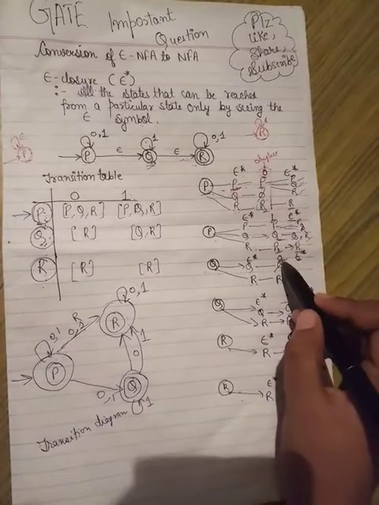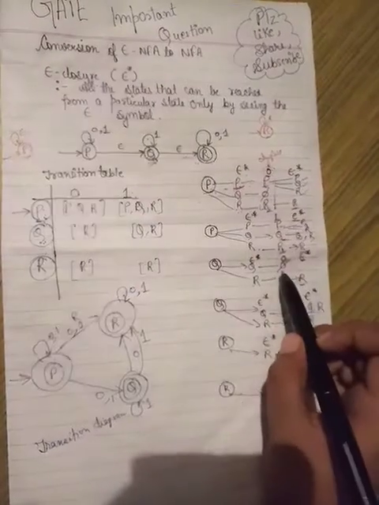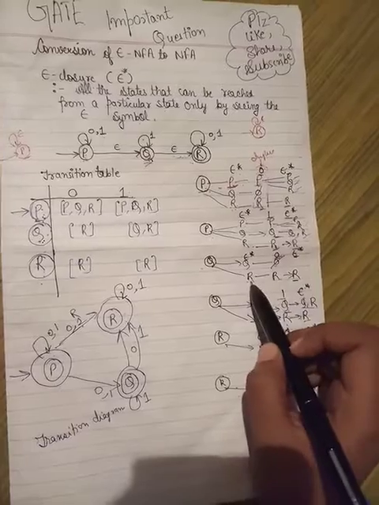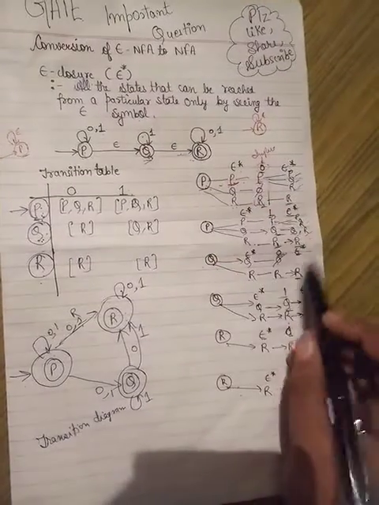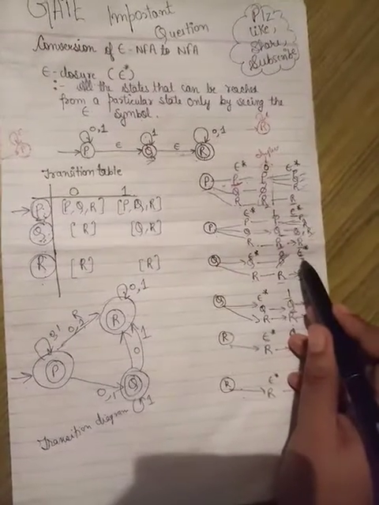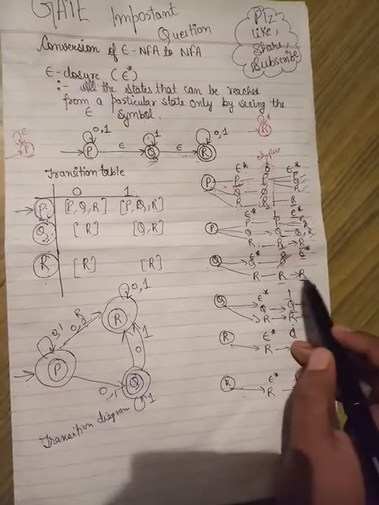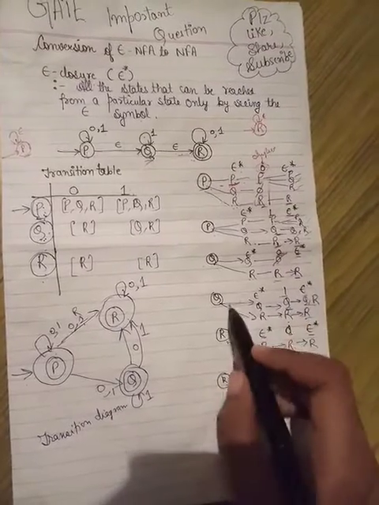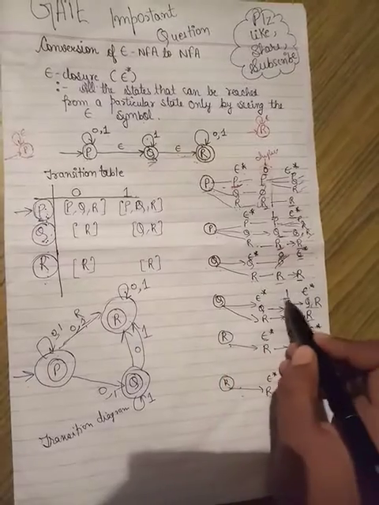Now on getting input 0, there is no transition for the Q, so I am taking here null, and for the R on getting input 0 it goes to R. Now I have to check for the epsilon star, and you can see that R on epsilon goes to the R. Now I have to check Q for the input symbol 1.